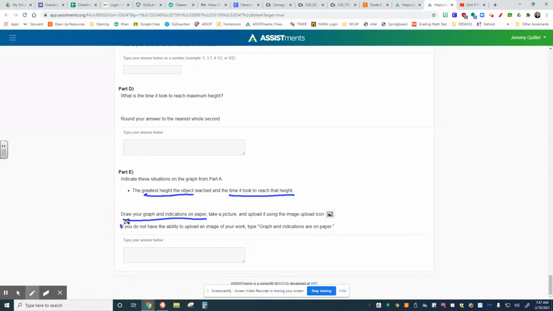You do not have this option right here where it says graph and indications are on paper. You don't have that option because this is an online course and I have to have a picture of that information. So if the picture's not uploaded, you won't get any points for it.